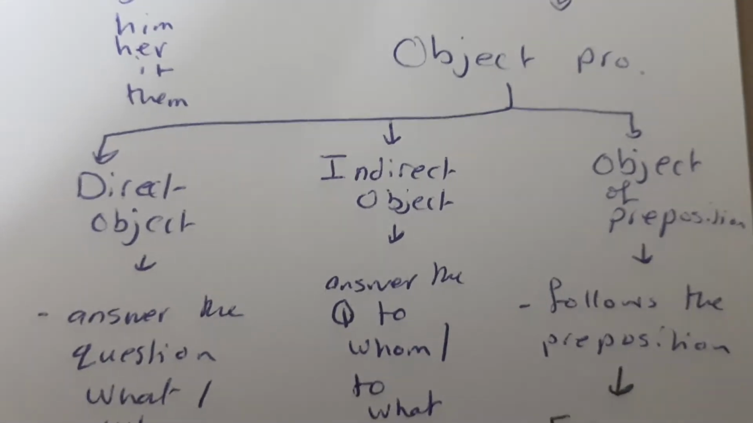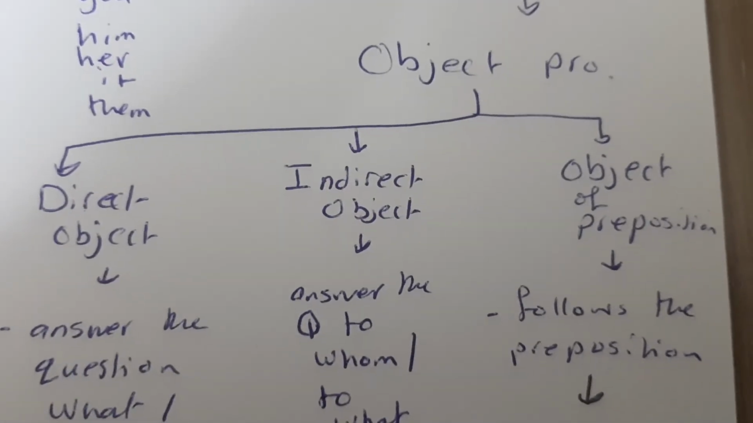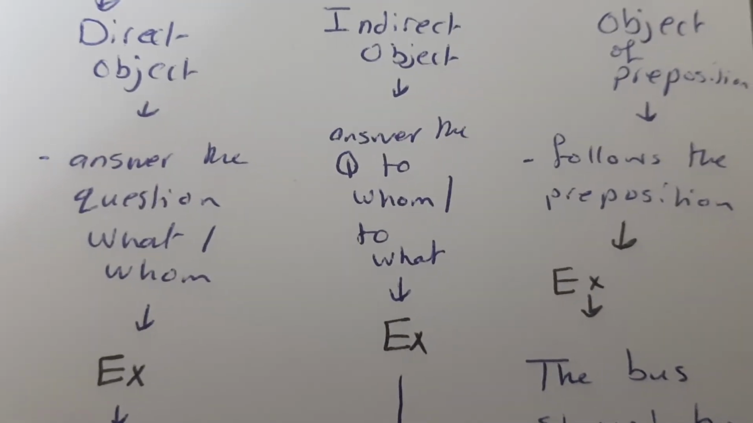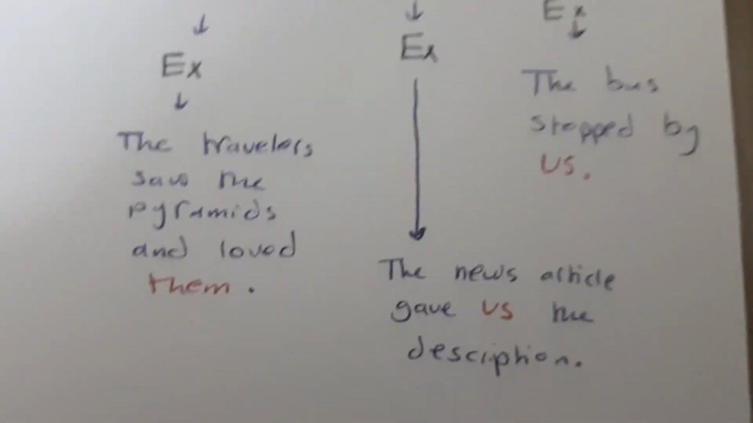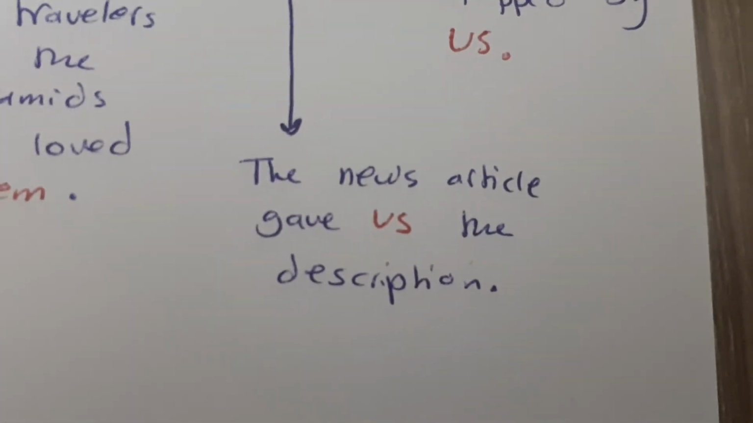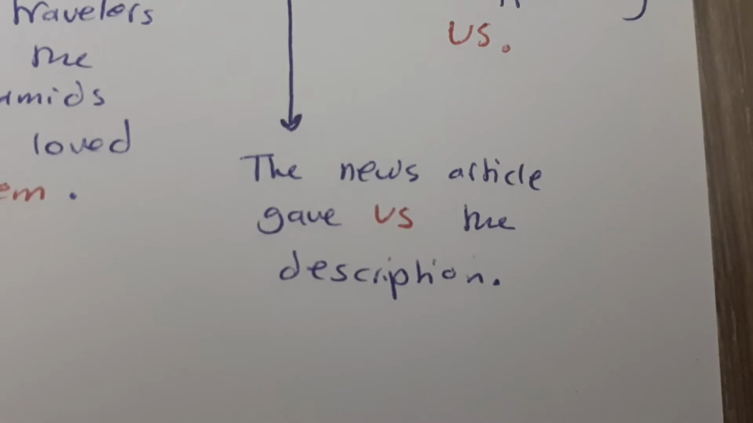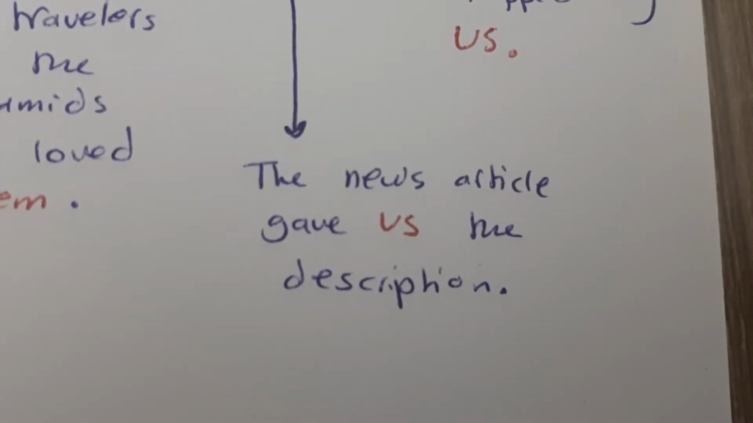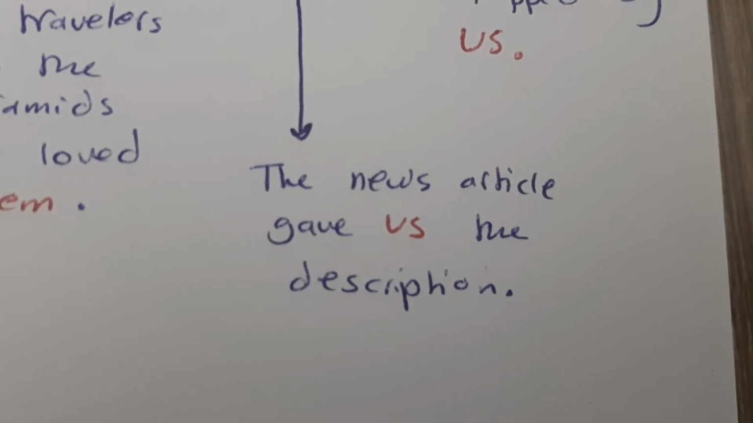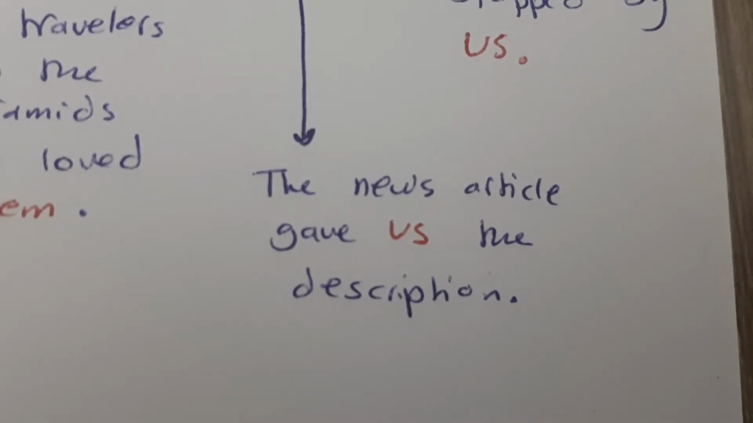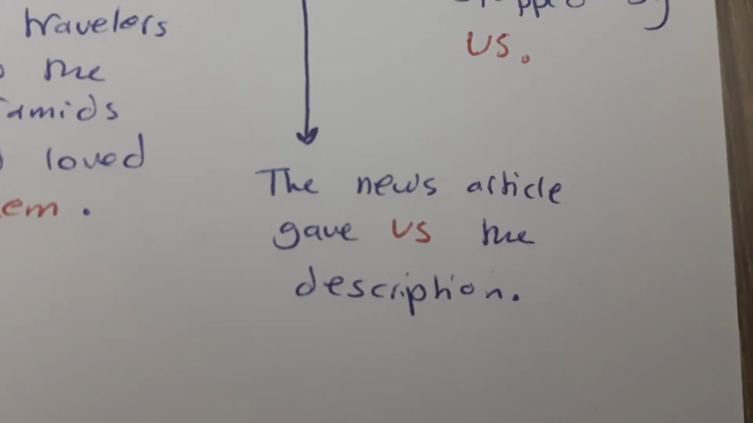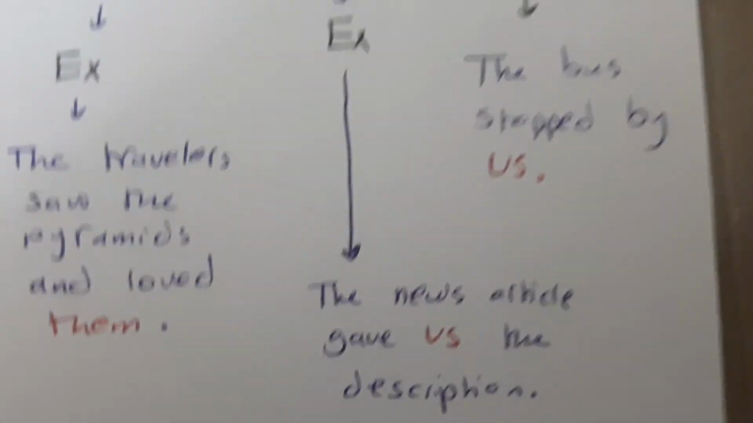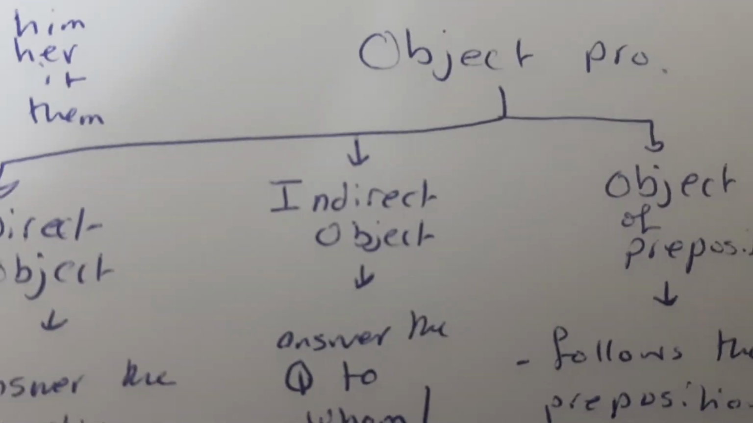Now, object pronouns also can be used as indirect objects, and they answer the question to whom or to what. So for example, when you say, the news article gave us the description. The news article gave what? Description. To whom? To us. Okay? So us is an object pronoun because it's an indirect object.